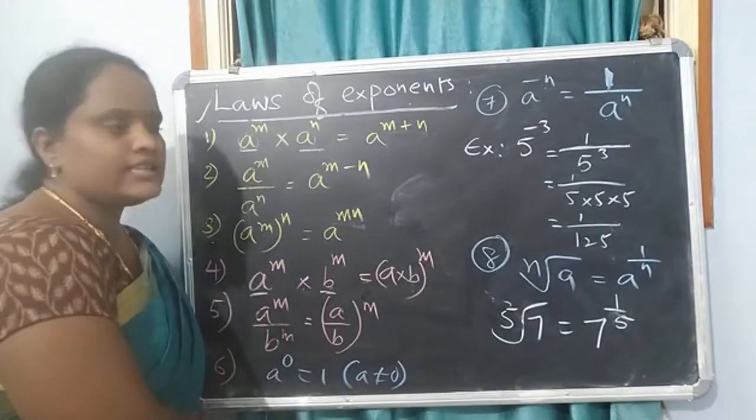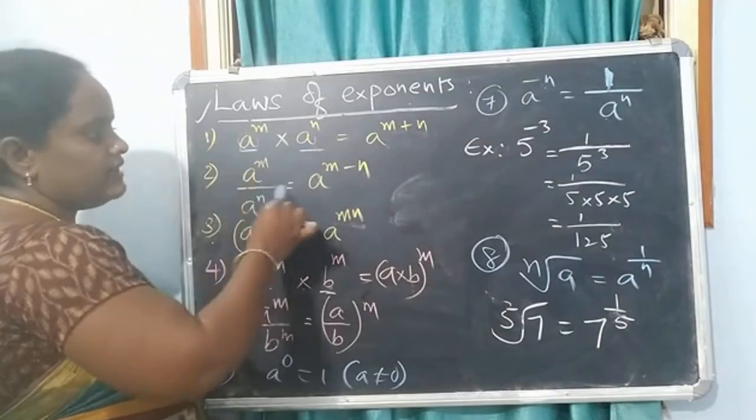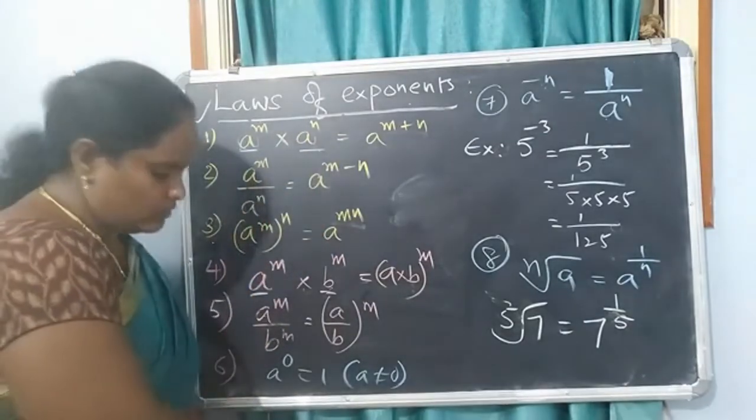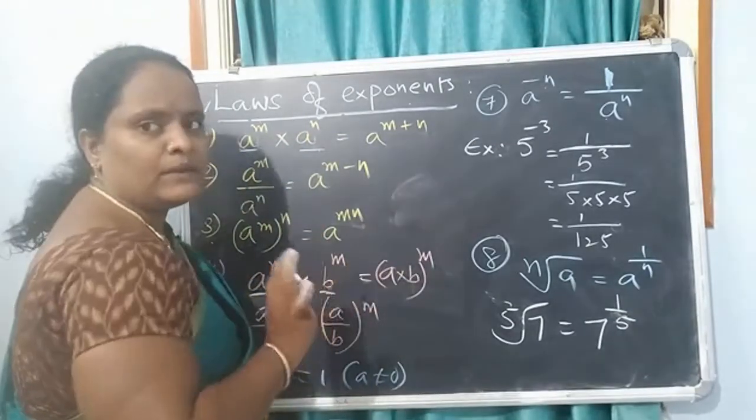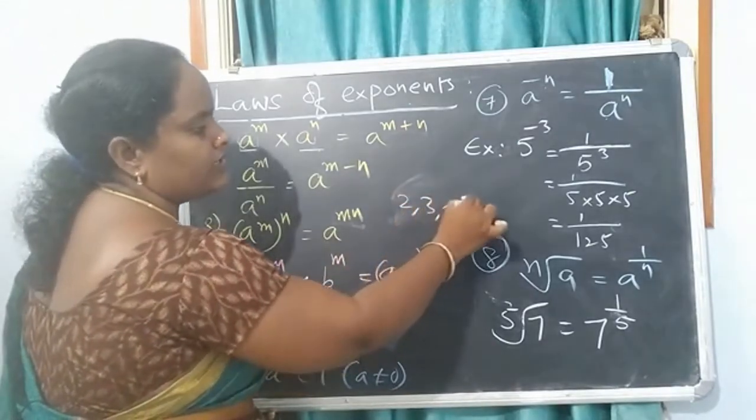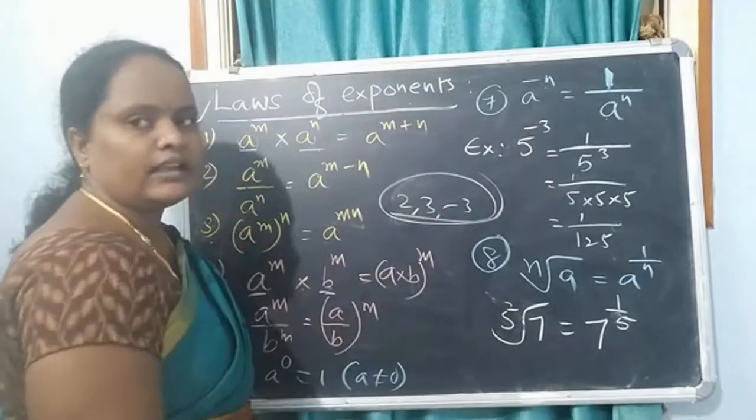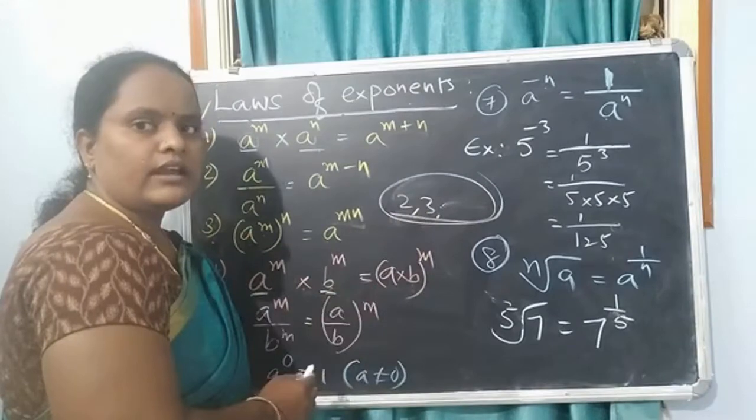But in class 8, where bases and powers were taken, we took them as simple numbers, integers. 2, 3, minus 3, like this only. Integers only we have taken. In most of the cases, we have taken natural numbers only.